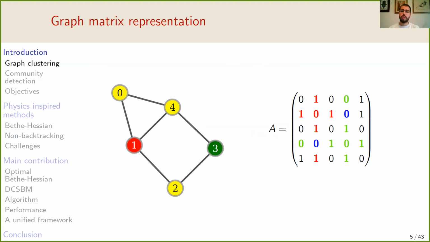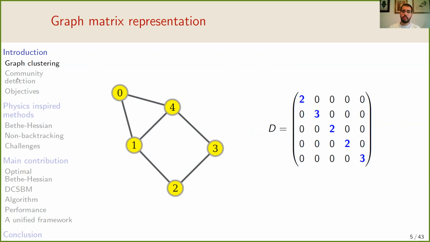Repeating this little game for all entries, we obtain the adjacency matrix, which I repeat is a representation of the graph. Now, the degree matrix, as I mentioned, is a diagonal matrix. The first entry is equal to 2 because node 0 has 2 neighbors, whereas since node 1 has 3 neighbors, the second entry is equal to 3, and so on for all the remaining.